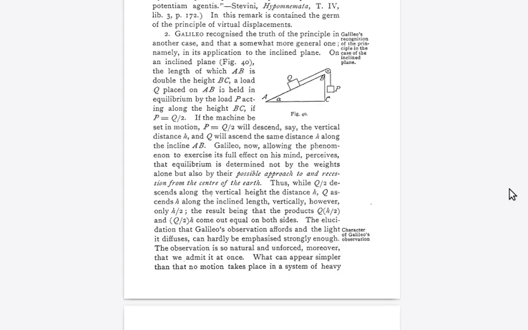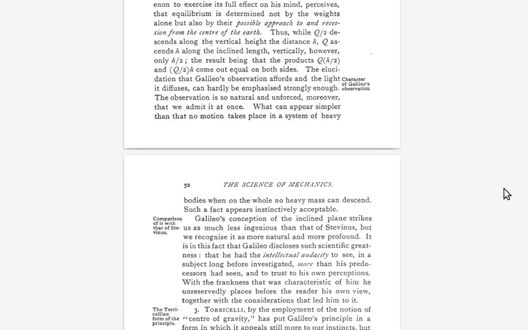A machine in which an equality of displacement takes place only on one side, while on the whole no heavy mass can descend, such a fact appears instinctively acceptable. Galileo's conception of the inclined plane strikes us as much less ingenious than that of Stevinus, but we recognize it as more natural and more profound.